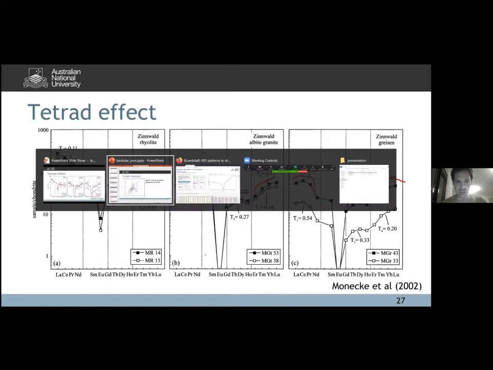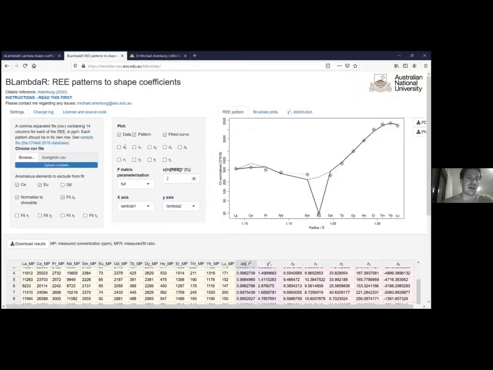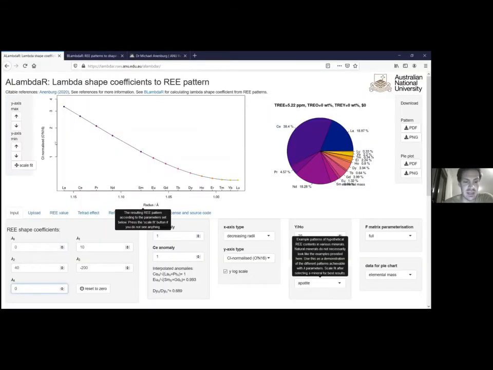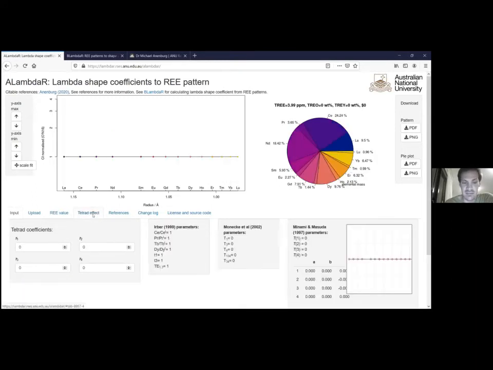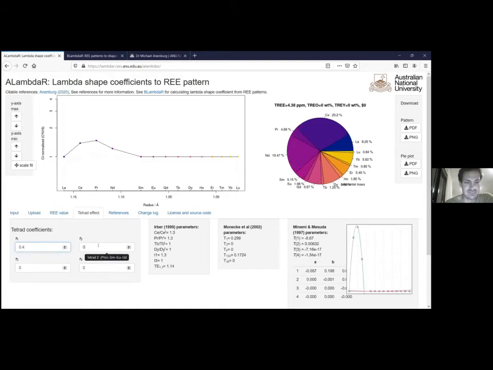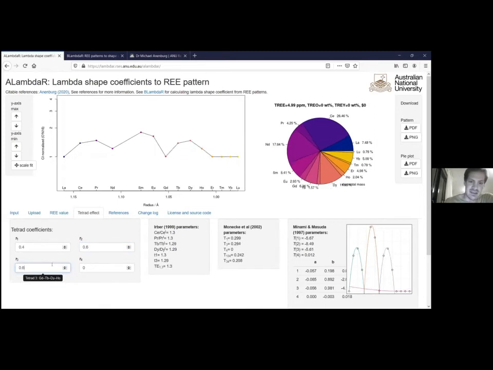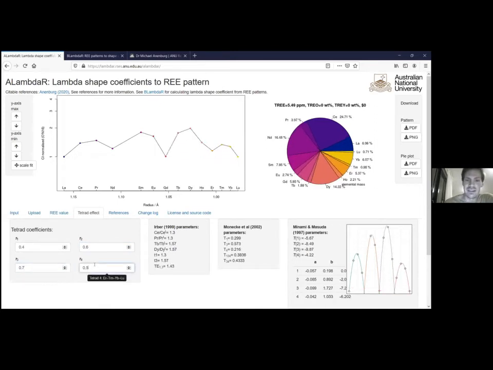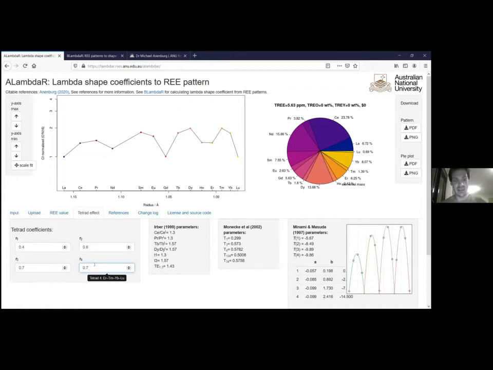So I'll just show you in A lambda R. So first up, how this can be done. There's a tab that is a tetrad effect, and you can just make up your own tetrads. Here. And here's another tetrad. So this is how a pattern with very strong tetrad effects and nothing else would look like. Not really smooth, but all of those shapes are actually determined by the quantum chemistry. So it's a real thing.